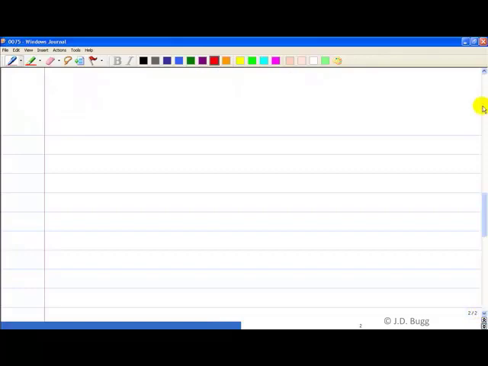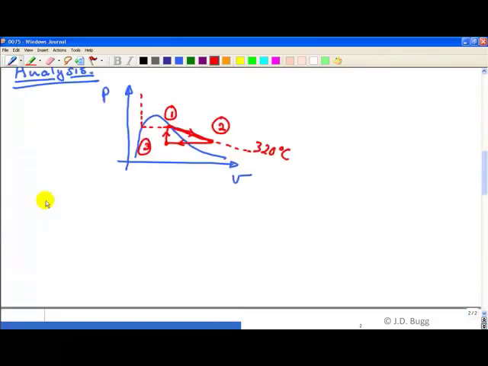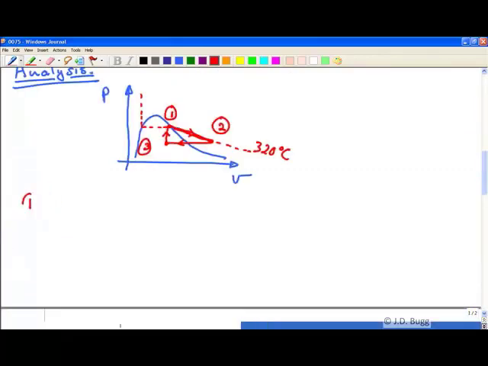Now, let's tackle these processes one at a time. So we're going to start with process 1 to 2. Just want to change back to blue here. So 1 to 2. First law tells us that Q minus W from 1 to 2 is the change in internal energy. So Q minus W equals delta U, but here I've written it in terms of the process from state point 1 to state point 2.